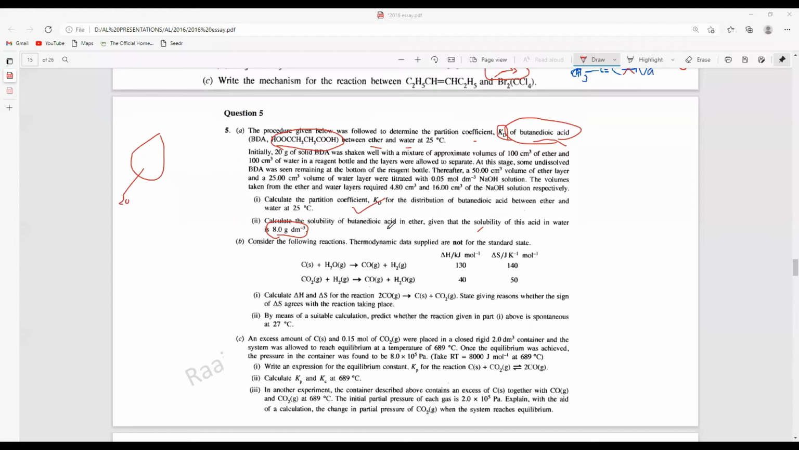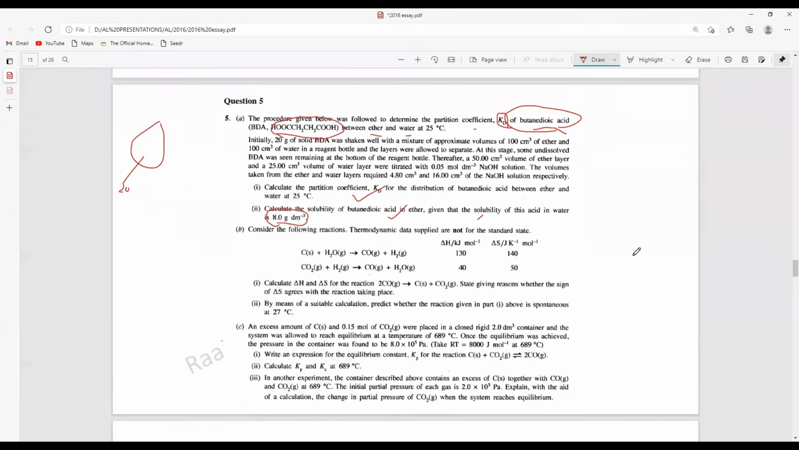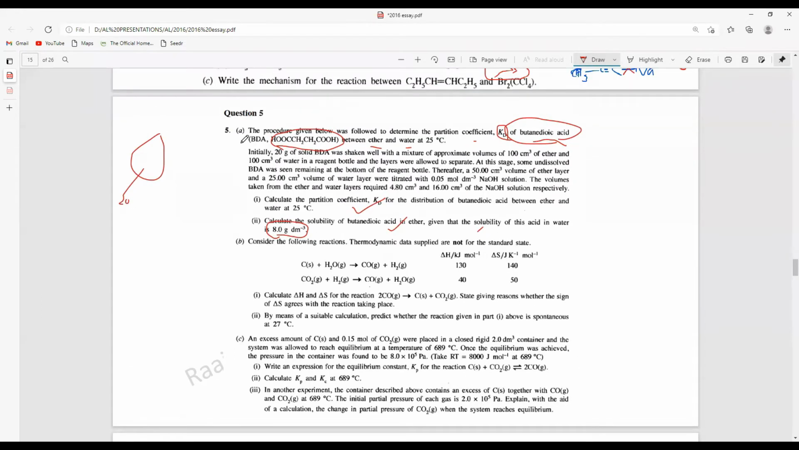So this is what part B says. Okay, so this is a simple calculation that you can do. Right, so part A is done. So part B, consider the following reaction. The thermodynamic data supplied are not for the standard states. Okay.